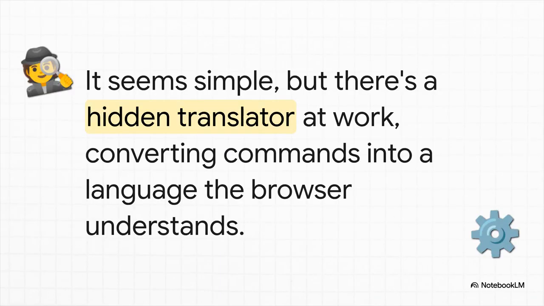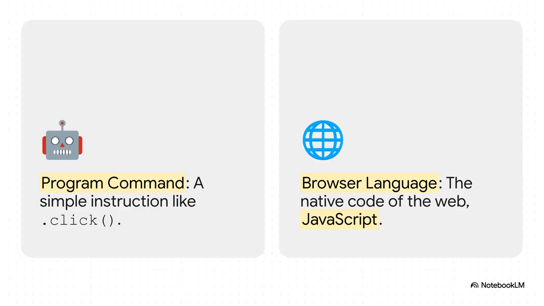Well, yeah, that's what it looks like from our end. But in reality, there's a hidden translator working behind the scenes. That simple click command isn't actually what's talking to the web page. There's a middleman. Think of it like this. The program is speaking one language, sending its simple click command. But the browser speaks a completely different language. Its native tongue is JavaScript. So that command has to be translated into JavaScript before the browser can understand what to do.